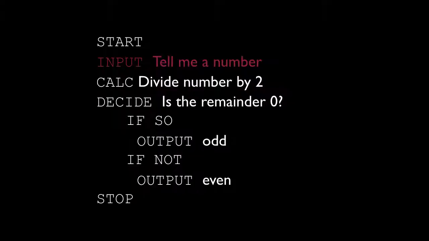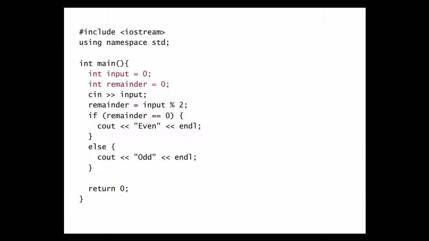Okay. Input. Tell me a number. Input. Tell me a number. When we're doing input in C++, we can't just say input. We have to do something a little bit more. And what we have to do is say where the input is going to go.